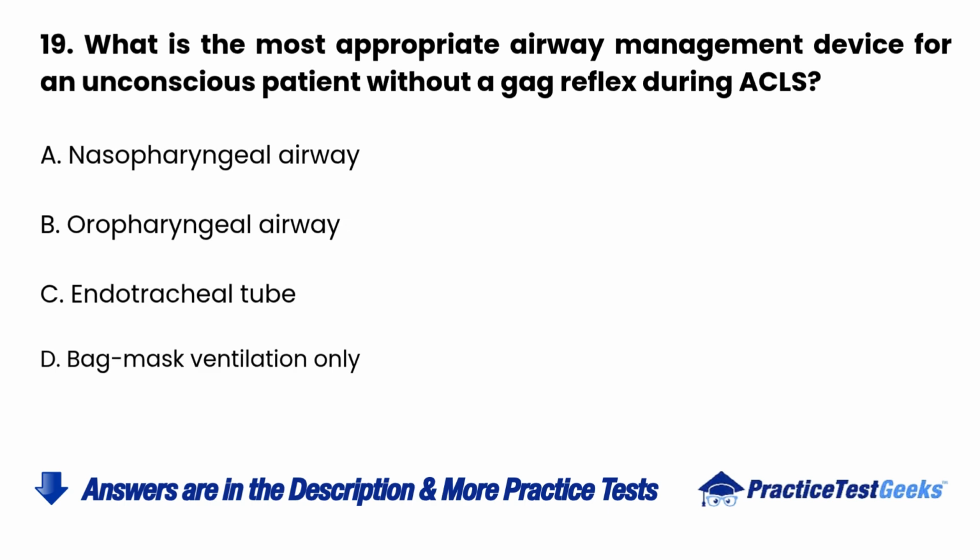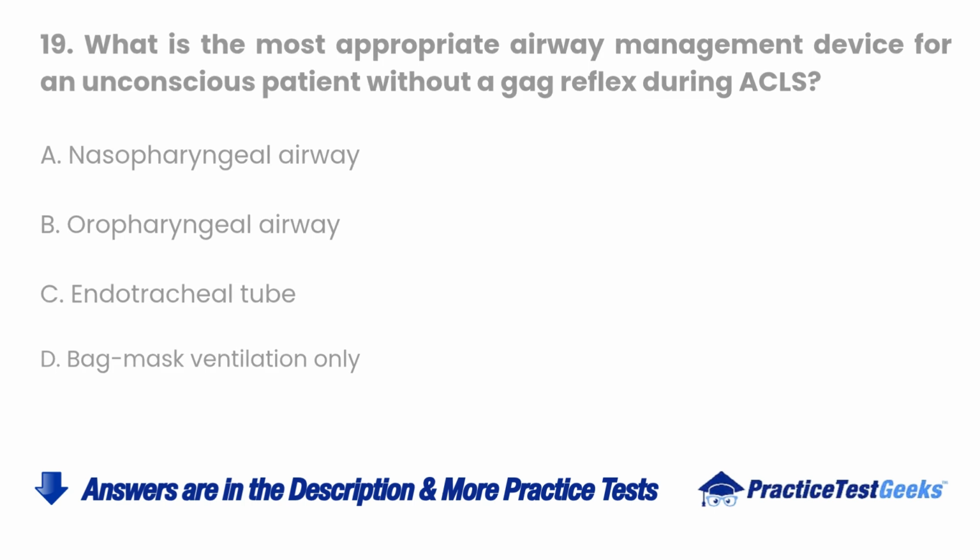19. What is the most appropriate airway management device for an unconscious patient without a gag reflex during ACLS? A. Nasopharyngeal airway. B. Oropharyngeal airway. C. Endotracheal tube. D. Bag mask ventilation only.